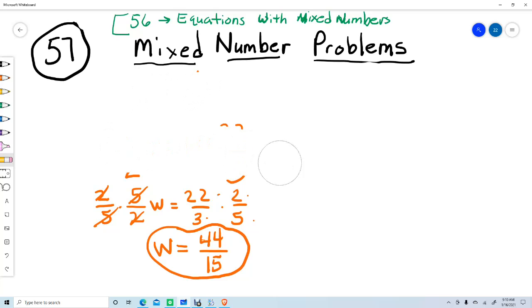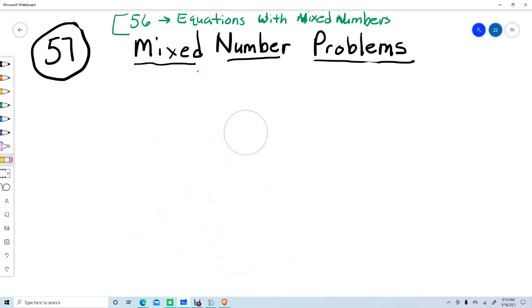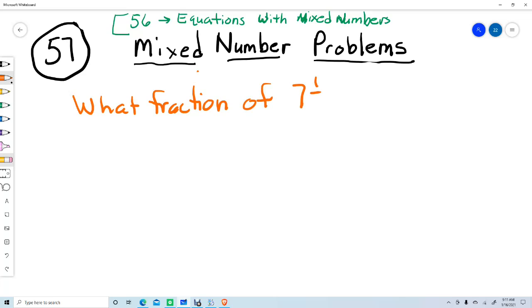Let's try looking for the answer. Let's say they ask, what fraction of, I'm writing fast, it's getting sloppy, what fraction of 2 14/15 is 7 1/3?